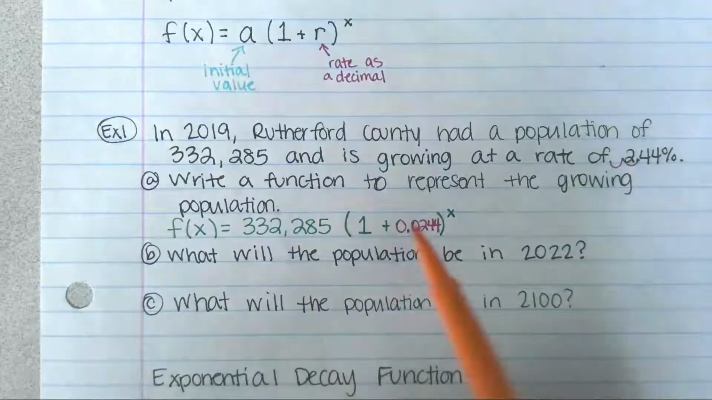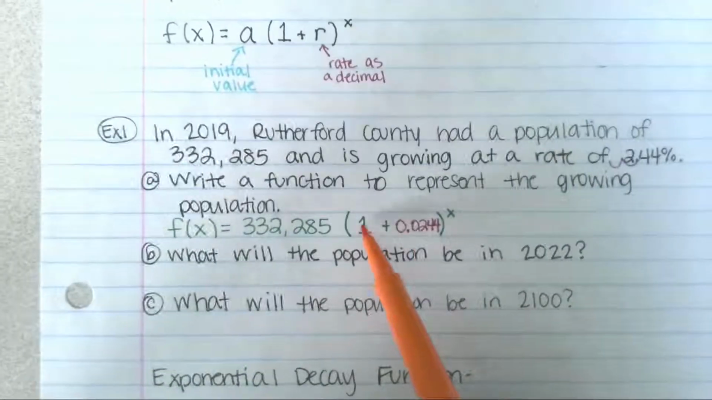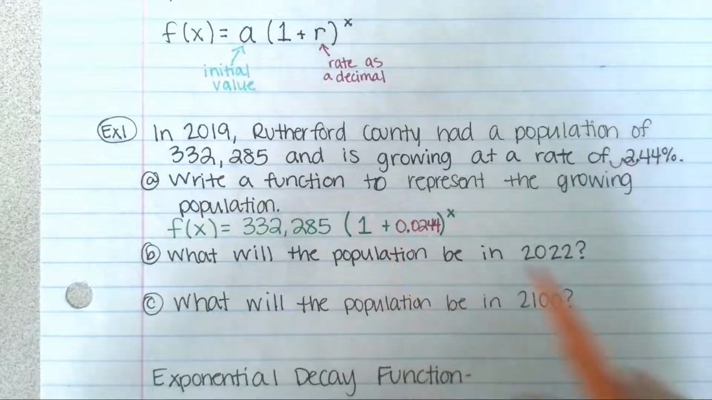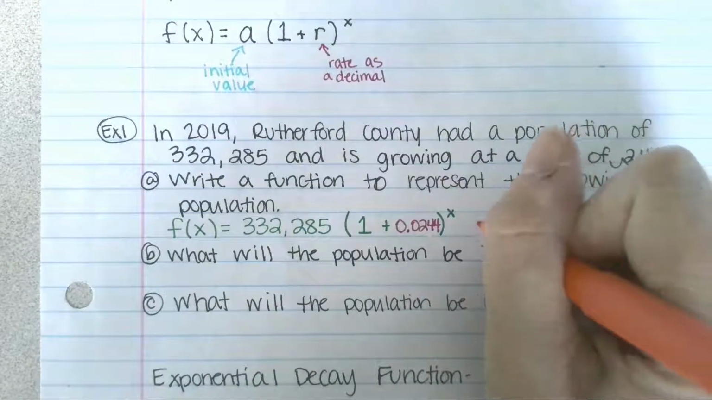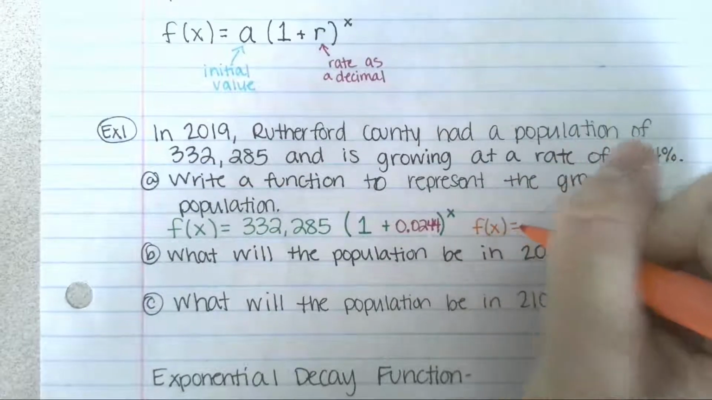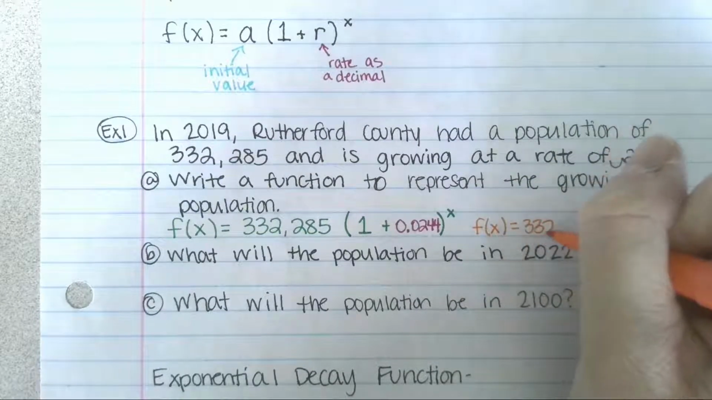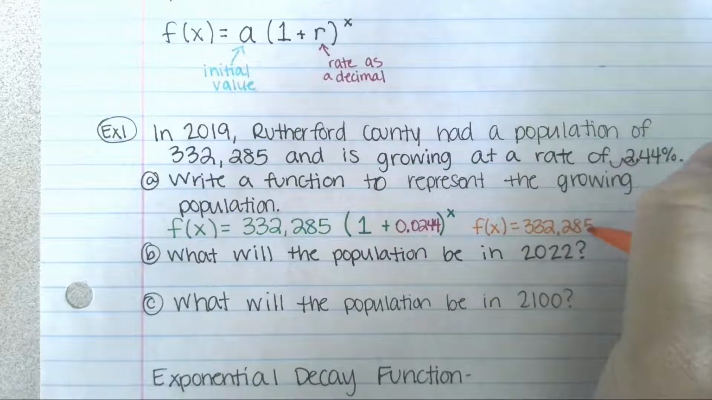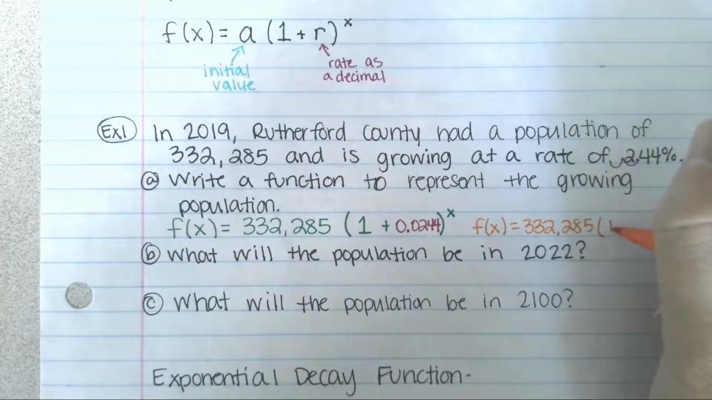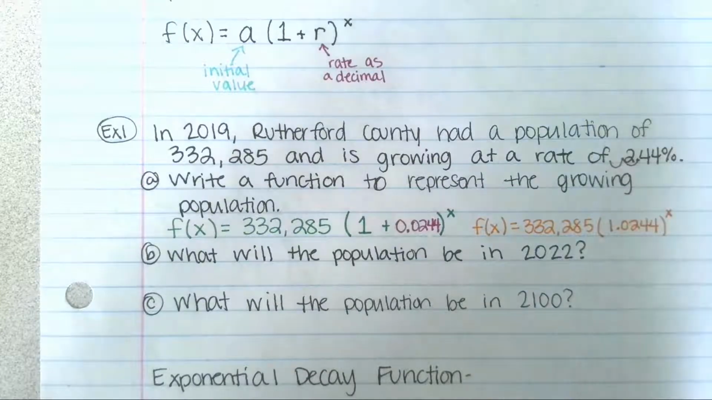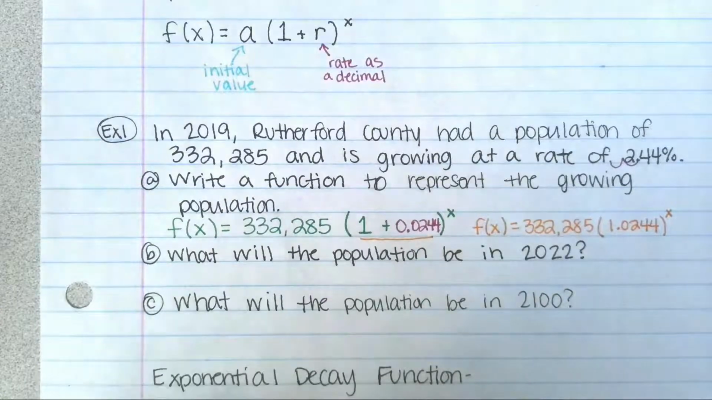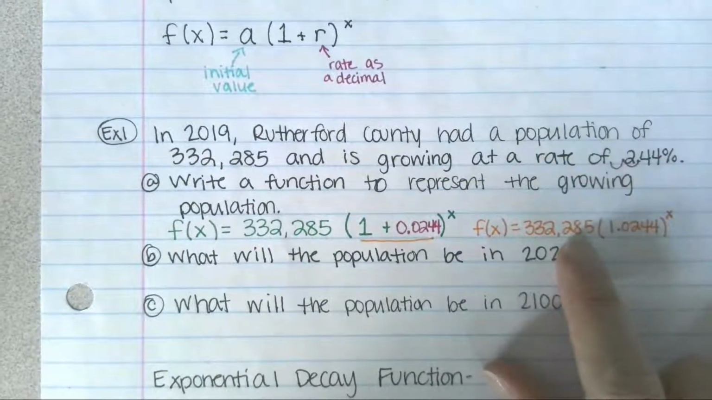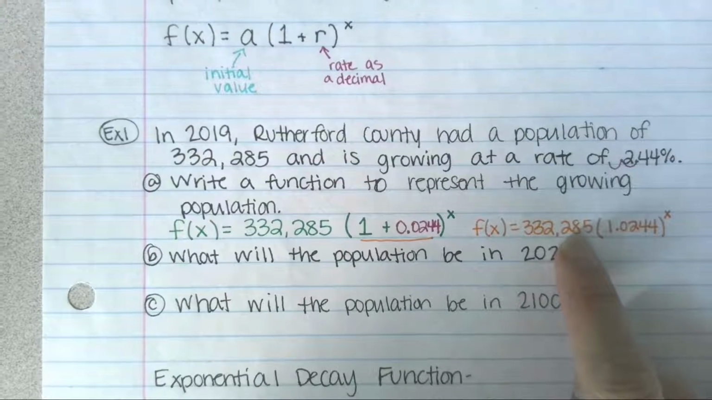Now, inside this parentheses, we can actually combine these two numbers, and most of the time when you see an exponential growth function, that's what it's going to look like. So let's rewrite it here. It's going to be f of x equals 332,285 times 1.0244 to the x. I just combined these two things and added them together. And this is going to be the function that we're going to use when we solve the next two problems.